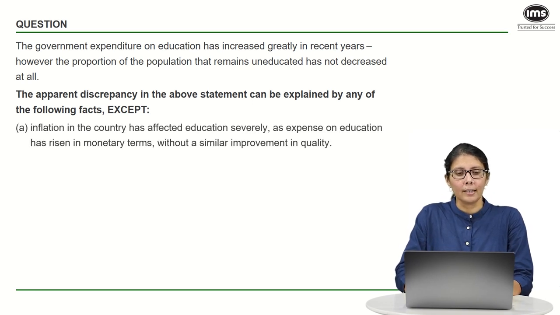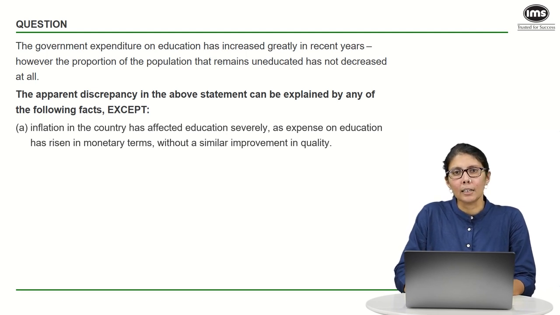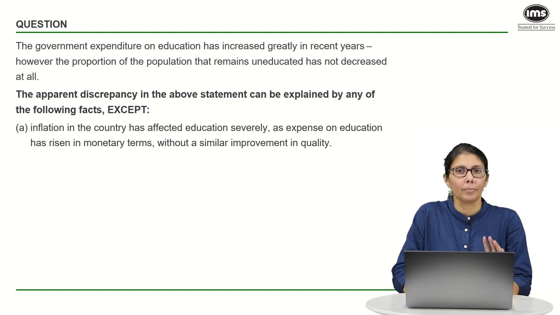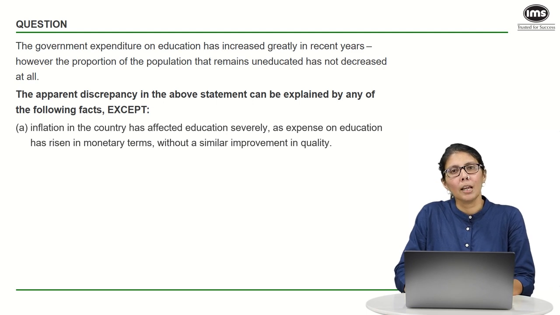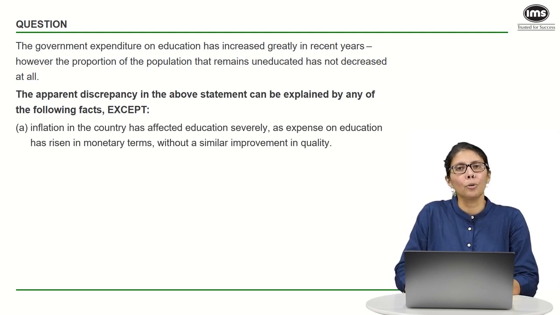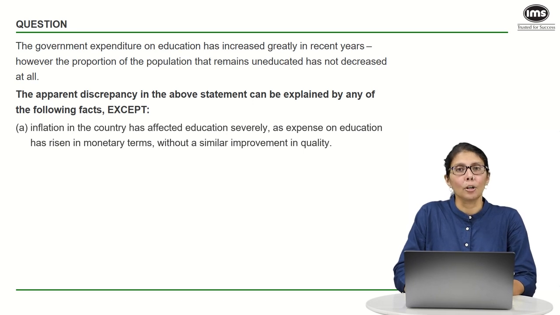The first option here says, inflation in the country has affected education severely, as expense on education has risen without improvement in quality. This would explain why the percentage of uneducated has not reduced. More money had to be spent due to inflation, but that has not really produced any difference in results. It has not really shown any improvement in quality of education. So, the extra money has kind of gone to waste in the sense that we've not been able to reach out to more people or provide better education. A would explain the discrepancy and therefore cannot be our answer, so we eliminate it.